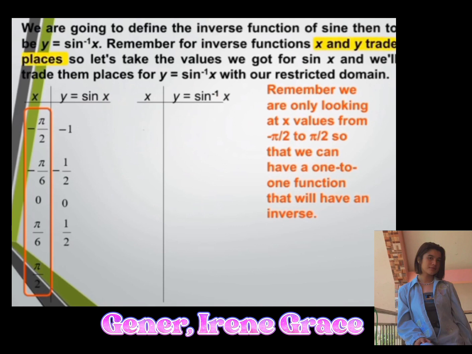We move on to where x and y trade places. Just like the first table, here our x is now changed. So we have negative 1, negative 1 half, 0, 1 half, and 1. On the other side is y equals sine raised to negative 1 of x: negative pi over 2, negative pi over 6, 0, pi over 6, and lastly pi over 2. So they simply traded places, which is why we call it an inverse.